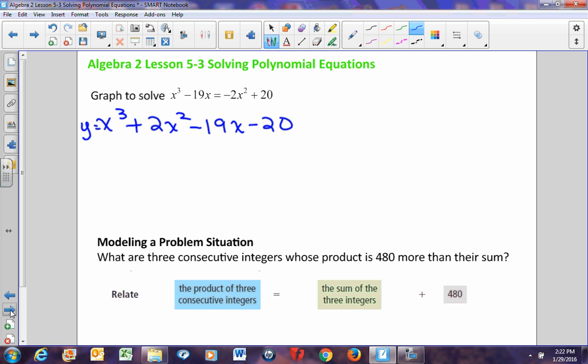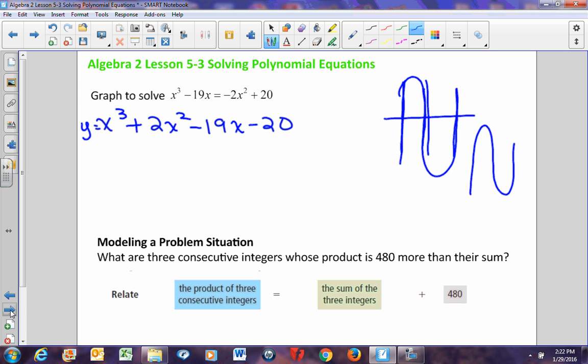Graph this. I can see it looks like it crosses the x-axis in 3 spots. My graph kind of, on my page, looks like this. On my window, it kind of looks like this, and then this, and then this. So I'm assuming it's going to go like this, and then this. Okay, I'm assuming my graph kind of looks like something like that, with the intersections being at these points right here.